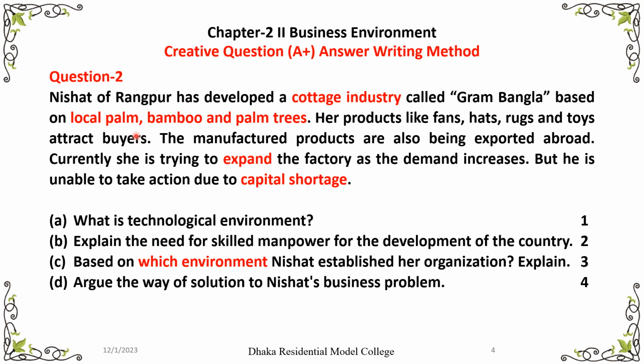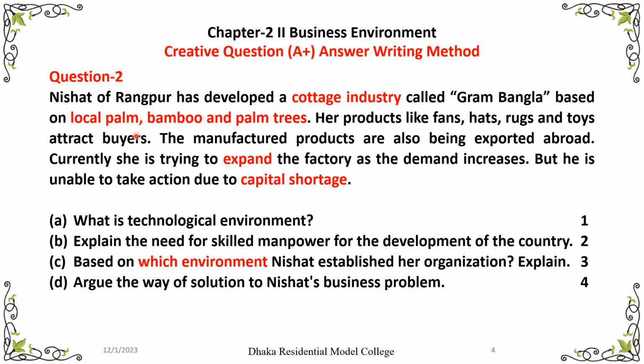So in the third para, you have to tell that Nishat of Rangpur has developed a cottage industry called Gram Bangla based on local palm, bamboo, and palm trees. As the local palm, bamboo, and palm trees are the regional products of Rangpur, on the basis of natural products, Nishat has developed her cottage industry named Gram Bangla.